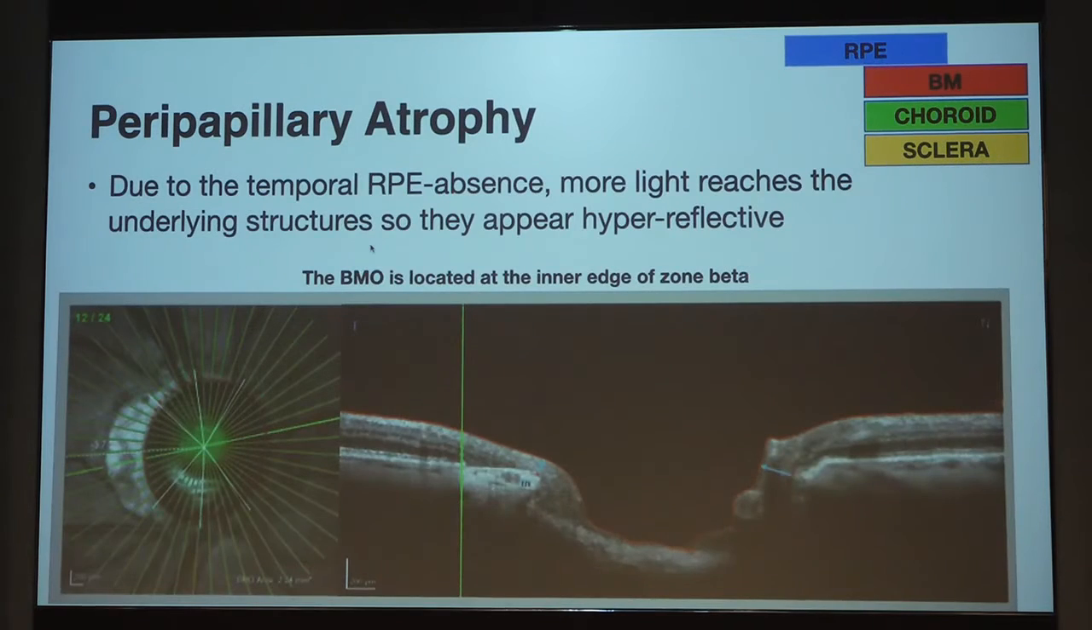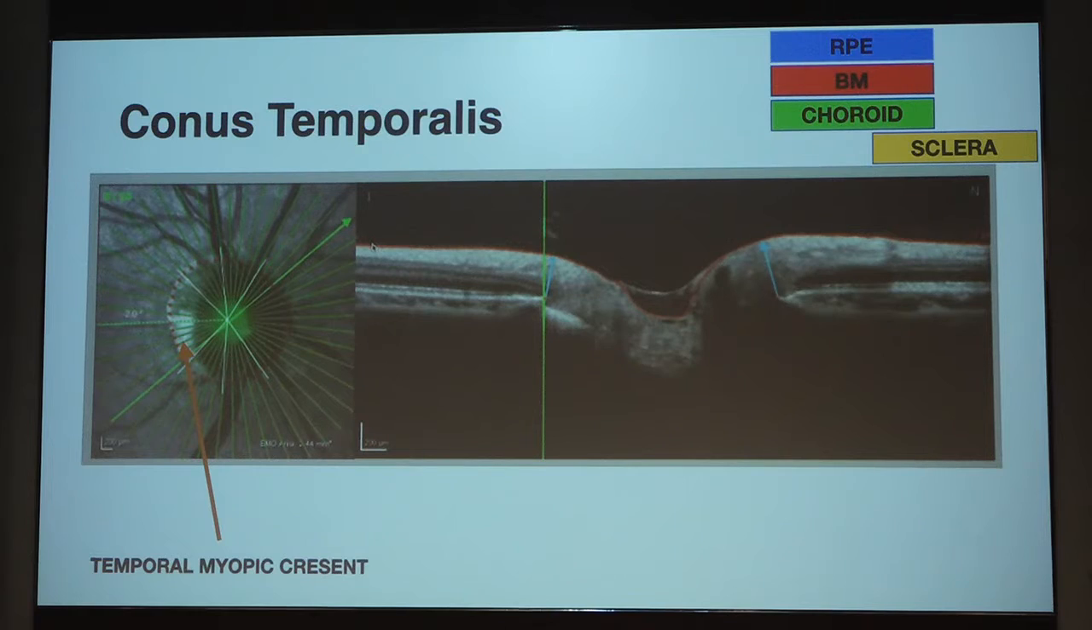So now we can see, again I'll just show you this. The hyperreflectance area is this area because the RPE ends here itself, and this area is the hyperreflectance area. Moving to conus temporalis.